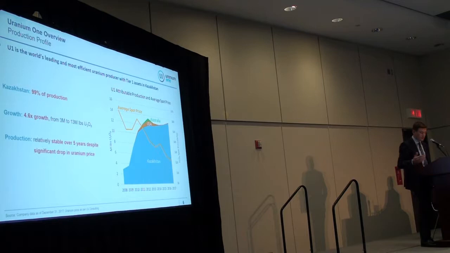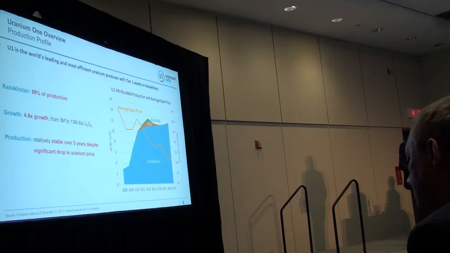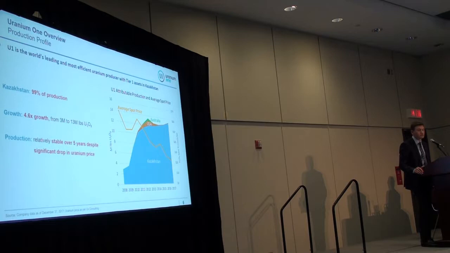But as the spot price was going down, we needed to revise our plans for tier two assets in Australia and the US, and really ramp those down to meet today's challenging environment. In terms of our assets in Kazakhstan, I think it's important to mention that we acquired them through a series of acquisitions starting from 2008 up until 2015, and that really drove the growth in our production. And since 2015, we became the fourth largest uranium producer in the world.